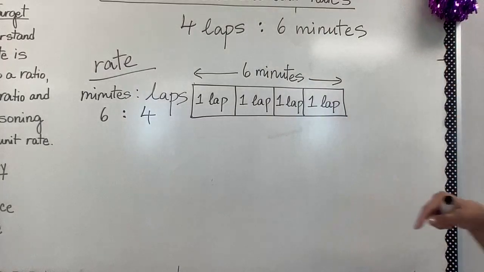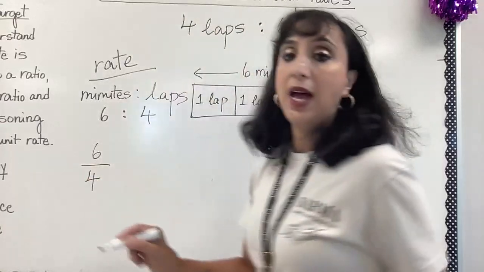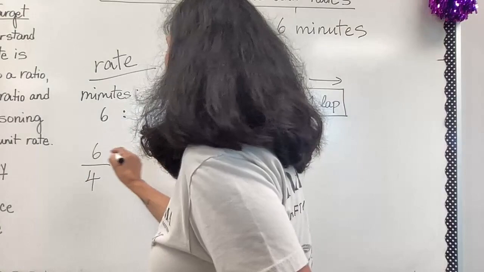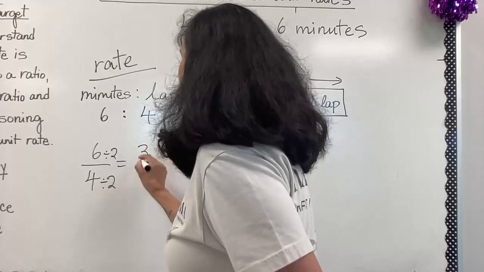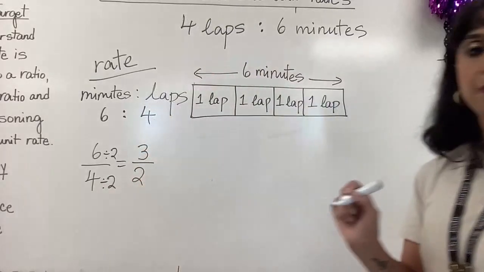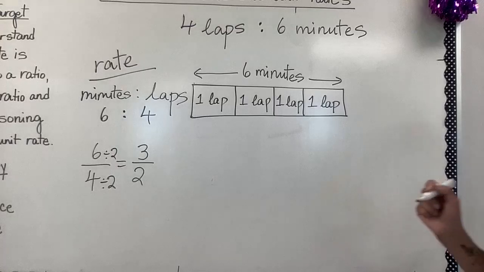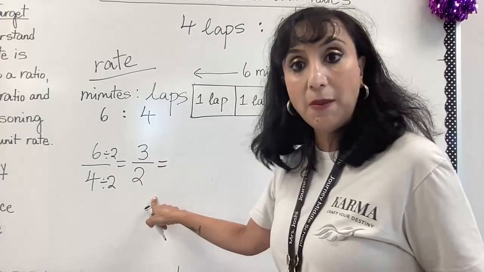And so what I'm going to do is 6 over 4, and if I simplify, what do I get? If I divide by 2 and I divide by 2, I get 3 over 2. All right, and what is 3 over 2? It is 1 and 5/10 minutes per lap, because I'm just going to divide the numerator by the denominator.